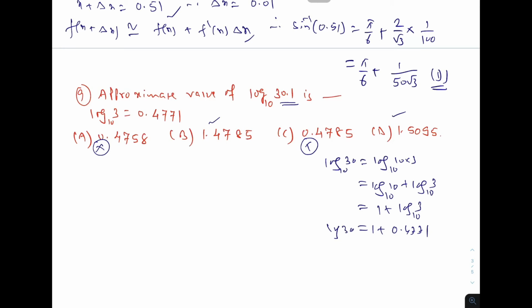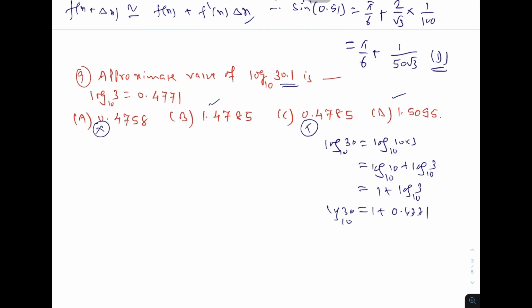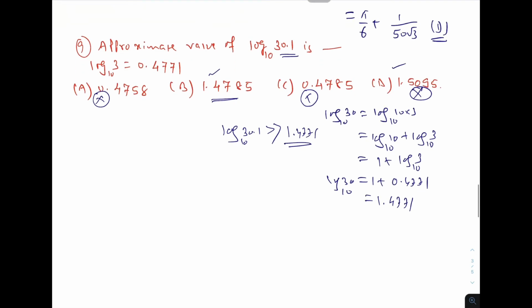So this is log 30 base 10 and you are asked log 30.1. So it should be very near and greater than 1.4771. So naturally this is also not the answer because it is 1.50, and it should be greater than 1.47, but it should be near also because the change is just 0.1, so it should be like this. But let us solve.